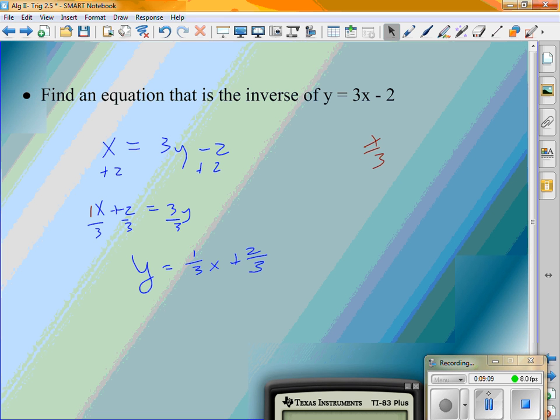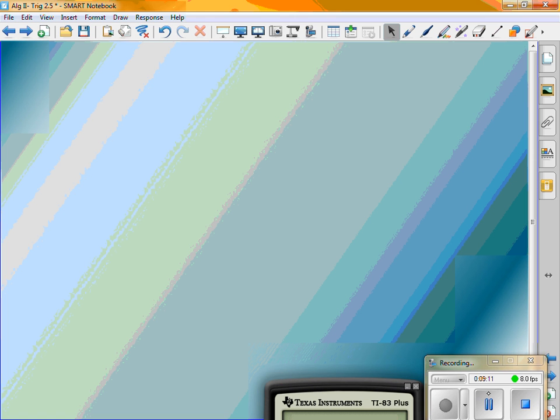All right, let's do another example. I have the function f of x equals 1/3 x minus 1. I want you to find out what the inverse is. All that f of x really means is y. How do I find the inverse? I switch the x and the y. So the x's become y's and the y's become x's. I switched around the variables.